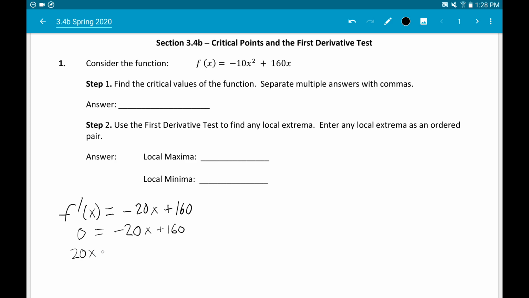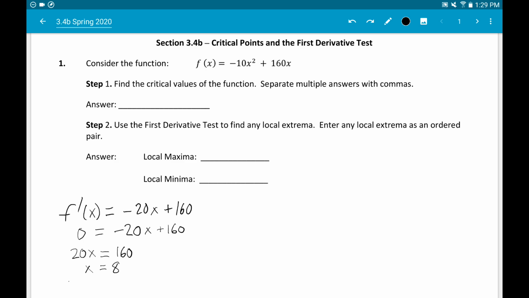So 20x equals 160. 160 divided by 20 is going to give us 8. We called that an x value that had a horizontal tangent in 3.4a. To determine if it's a critical value, we really need to go one step further. And that one step would be, can I take that x value and plug it into the original function and get a number out of it? Well, obviously I can, but we're going to actually need to calculate that value. So let's go ahead and do that.